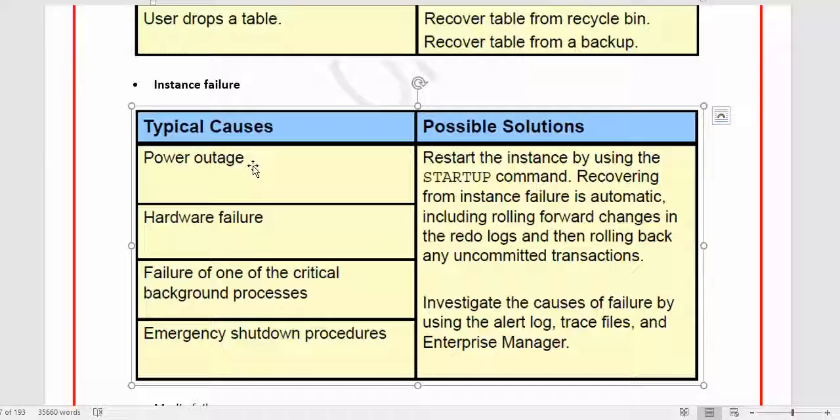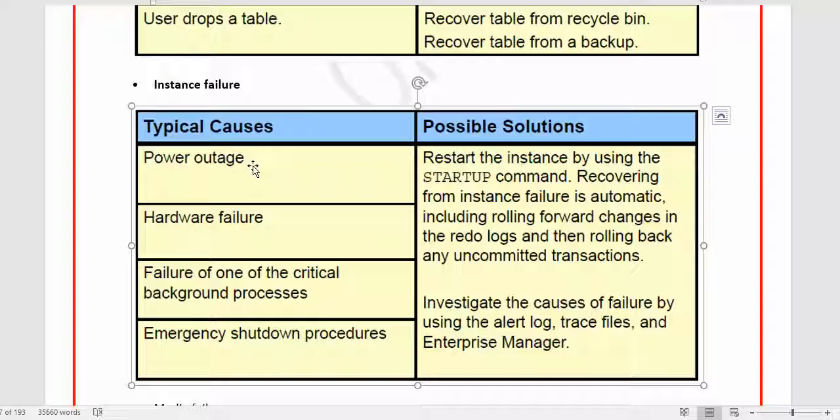And one of the background processes is gone. That means your SMON background process, PMON background process, or log writer background process, all of these are mandatory background processes, right? And if these background processes are terminated, what happens to your instance? The instance will see a failure. And emergency shutdown procedures are nothing but shutdown abort.